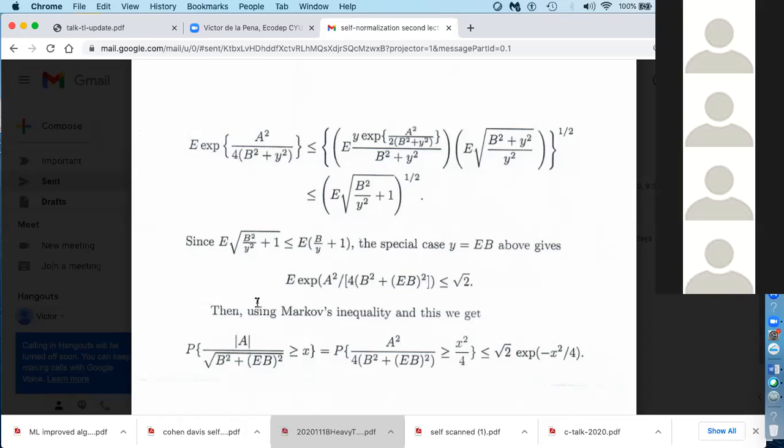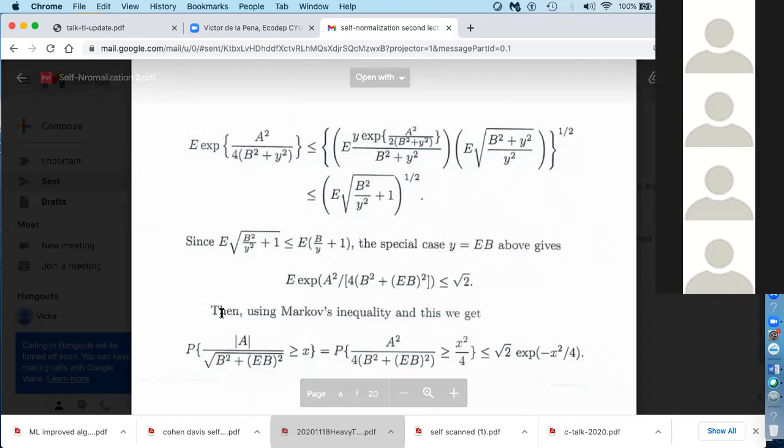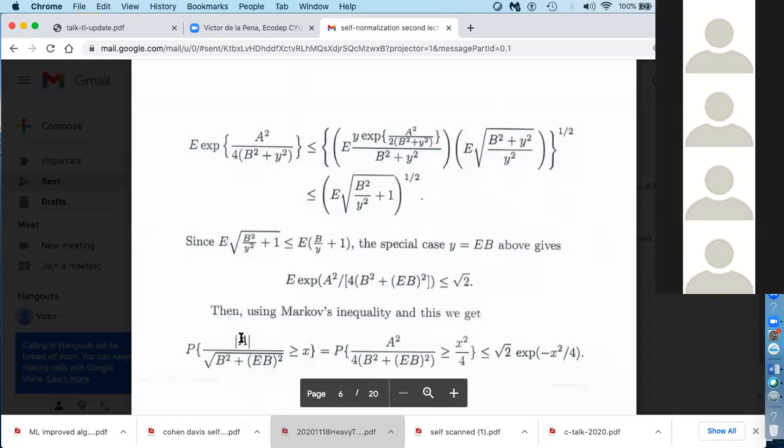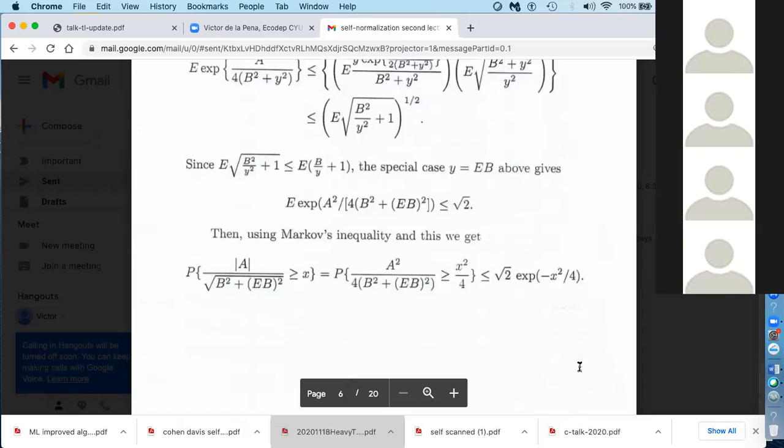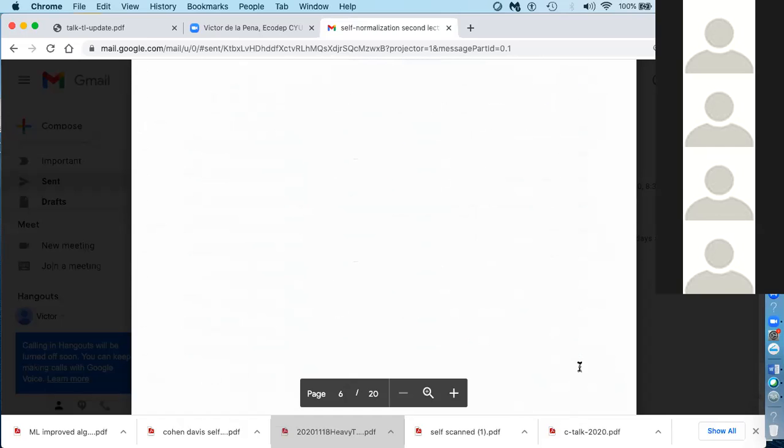Now, we use Markov's inequality to get the bound: probability that the absolute value of a over the square root of b squared plus expected b squared is bigger than x. Then I square this term and multiply and divide by 4. So I have this equality. And then I use Markov's inequality to get the bound square root of 2 e to the minus x squared over 2. Now, let me see what I have next.